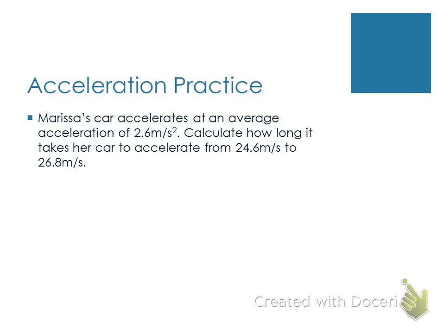All right, let's take one more here. Marissa's car accelerates at an average acceleration of 2.6 meters per second squared. Calculate how long it takes her car to accelerate from 24.6 meters per second to 26.8 meters per second. All right, so let's pick out our variables here. What do we know that this number is? It's acceleration. Look at the units. Meters per second squared. That must be an acceleration. And it tells you her acceleration is 2.6.